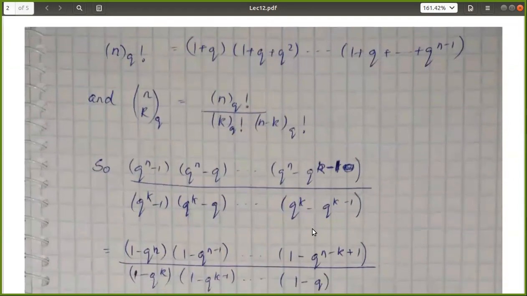Now, I just do a little more manipulation here. So instead of q raised to n minus 1, I will write minus of (1 minus q raised to n). Okay, so I take a minus out of this bracket, a minus out of this bracket, and so on till a minus out of this bracket. How many minuses do I have? Minus 1 raised to k. How many brackets are there? k many brackets, right? Yes. And similarly in the denominator, there are k many brackets.